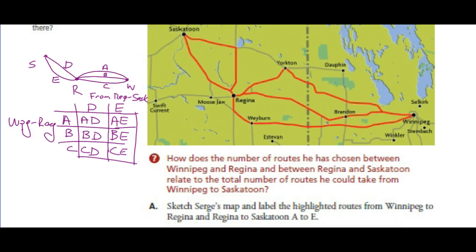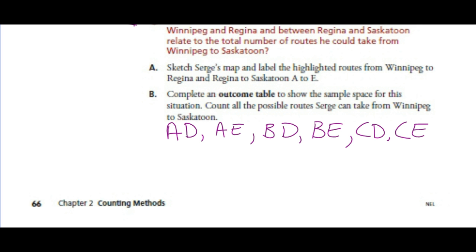So how many outcomes do we have then? There's a total of 6 different routes that he can take, right? He could take route A followed by D, or he could do A followed by E. He could take B followed by D, or he could do B followed by E, and he could do C, where this is A, the upper one, and B in the middle. And you could do C followed by D, which would be going this way, or you could do C and then take E. So clean outcome table, count all the possible routes, so we could list them all, right? So there's AD, AE, BD, BE, CD, CE.